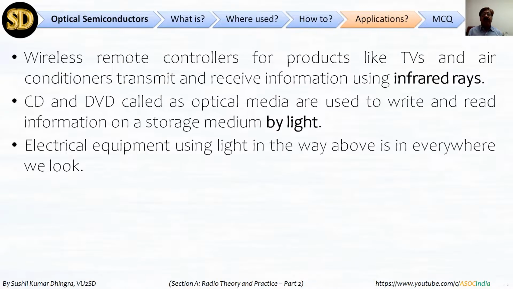So just a recap: wireless remote controls for products like TVs and air conditioners transmit and receive information using infrared rays. CD or DVD disc players or recorders use optical media to write and read on the storage medium, in the form of light and bits. Electrical equipment using light in this way is everywhere. Everywhere you go out on the road, you will find light. They are using various forms, and without optical semiconductors I don't think you can go on.